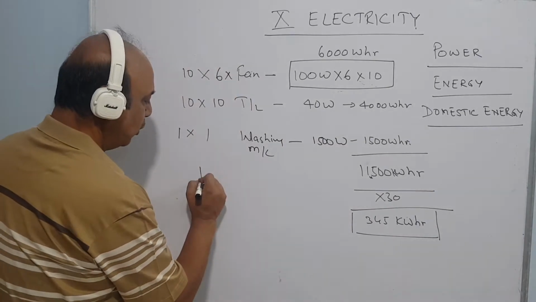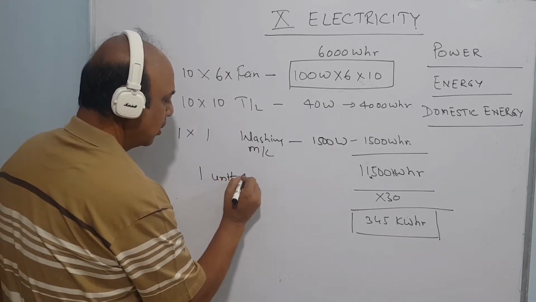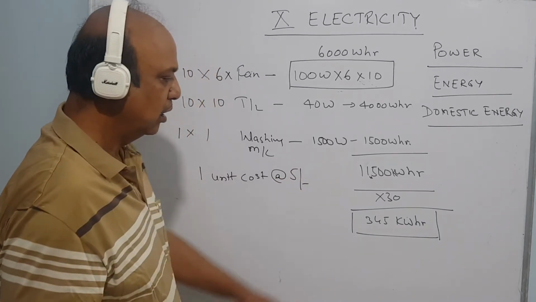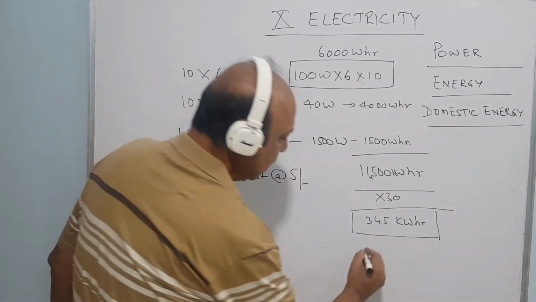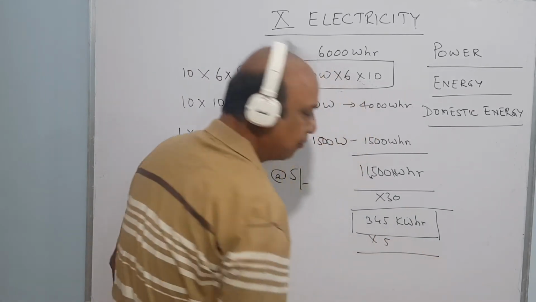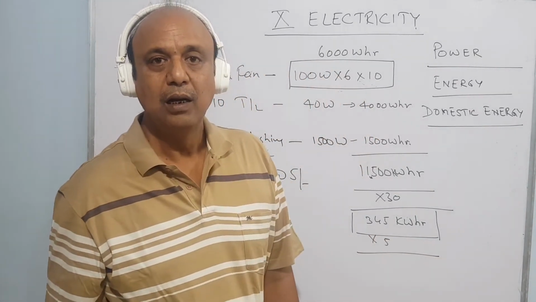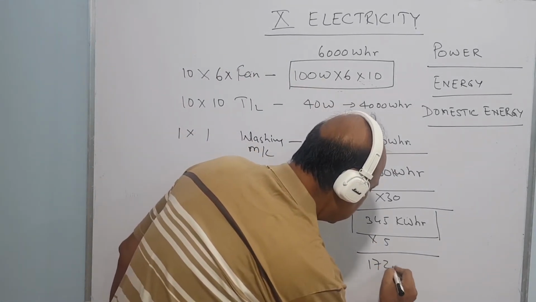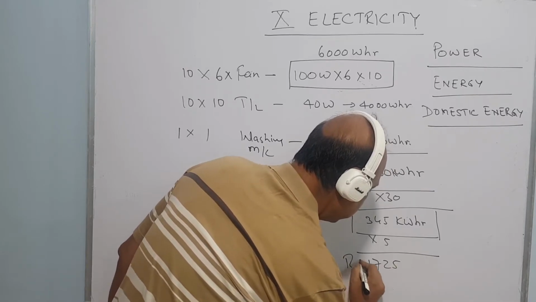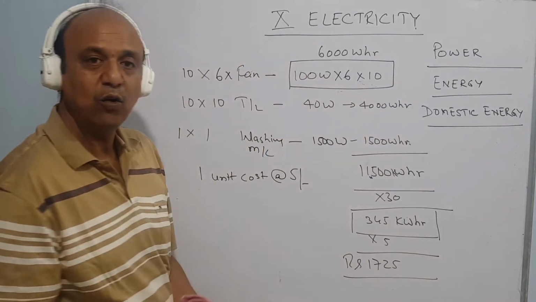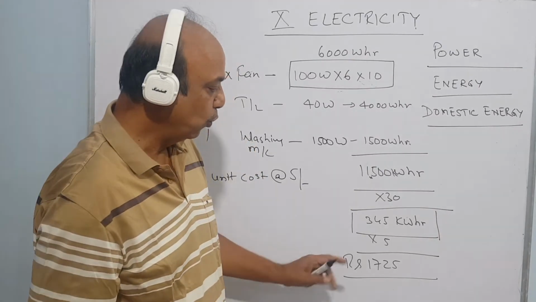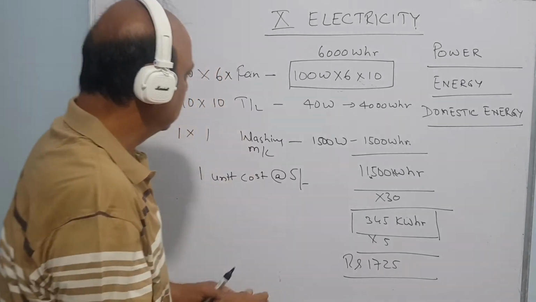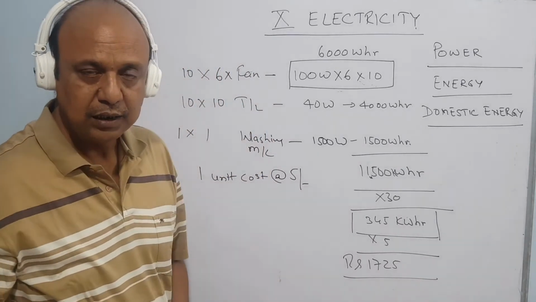If 1 unit costs me at the rate 5 rupees, then how much is going to be my electricity bill? Multiplied by 5. So what I have to pay to the board for using the power? Rupees 1725 in a month. Now these figures are only rough figures.